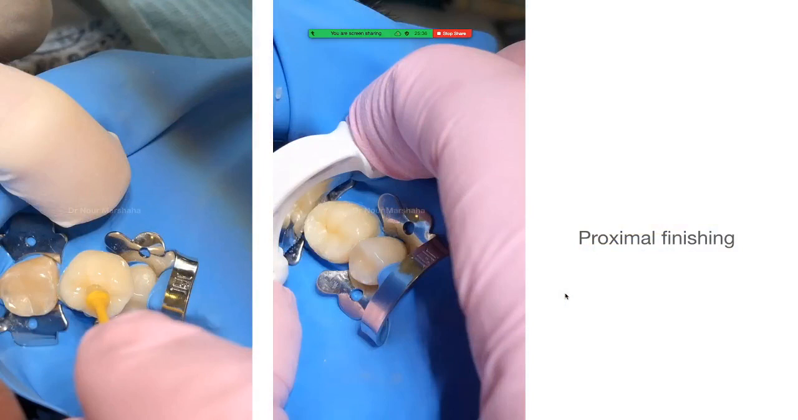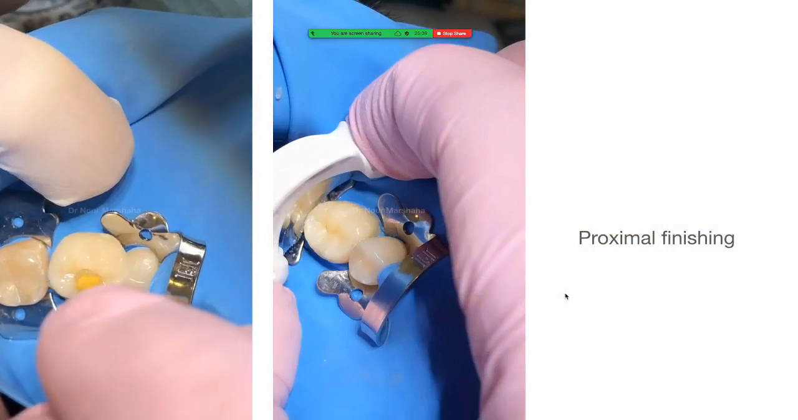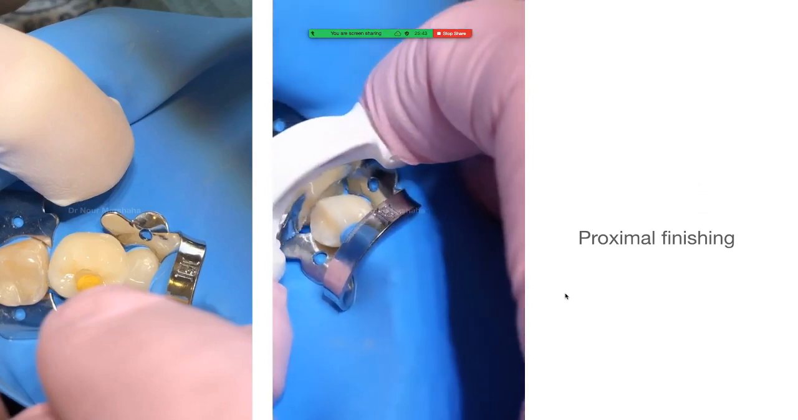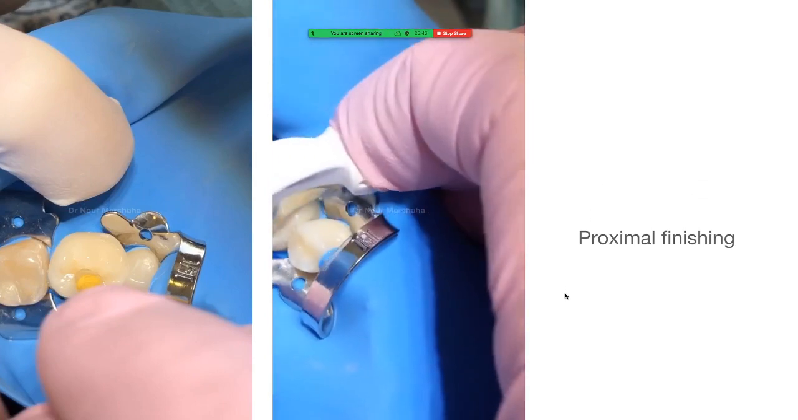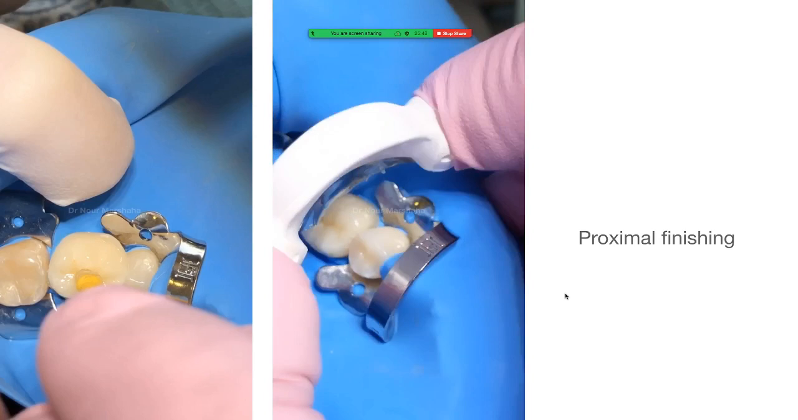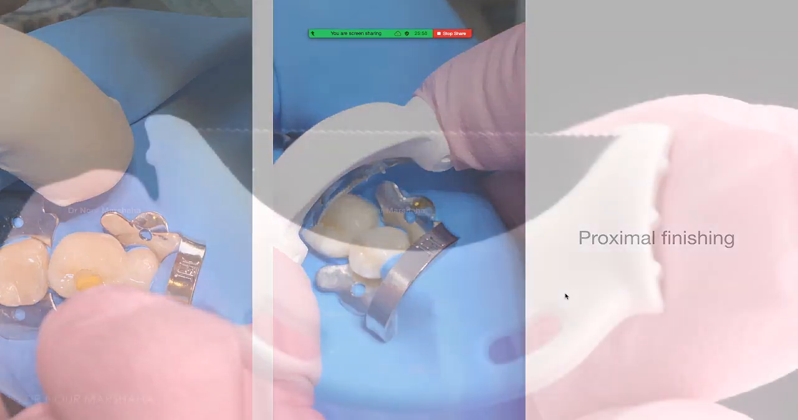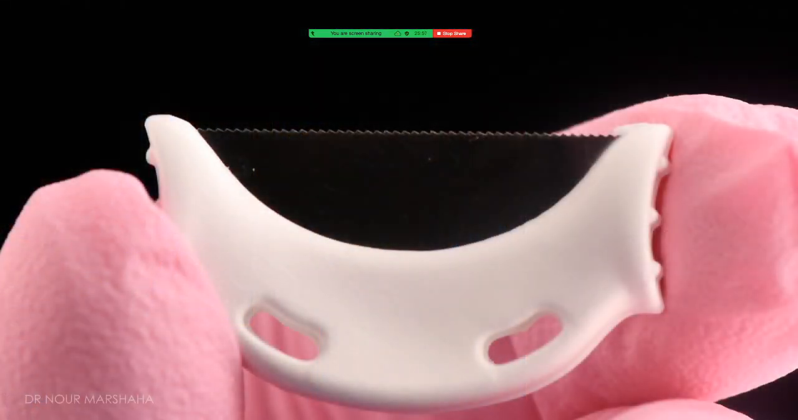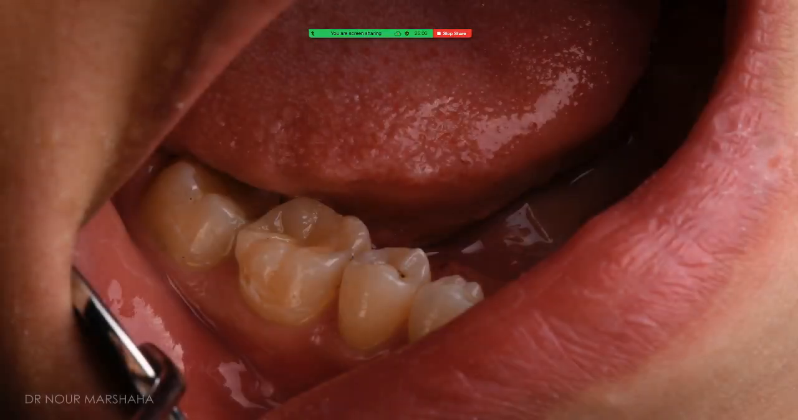Okay, proximal finishing. Preparation for inlays and onlays involves a lot of dentin, so usually it's more than 2 millimeters in thickness. So we have to use dual cure for cementing inlays or onlays. This sectional matrix that I use is to clean the excess luting cement. And this is the final result after cementation.